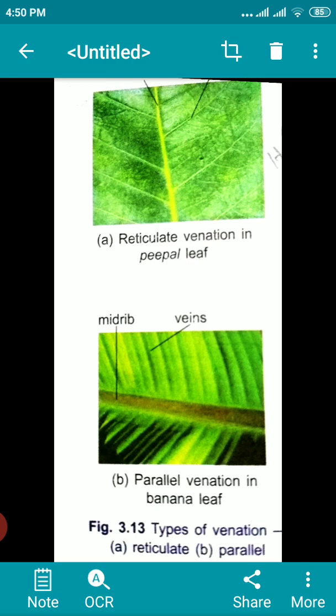In reticulate venation, the veins are like a net. You can find that in rose leaf, peepal, tulsi, mango, hibiscus, all these plants have reticulate venation. If you see the banana leaf, grass, maize, wheat, all these plants have parallel venation.